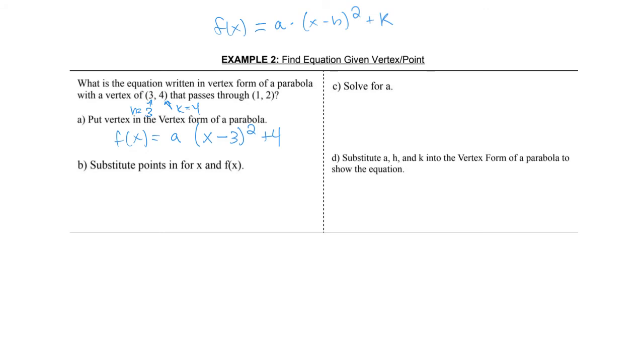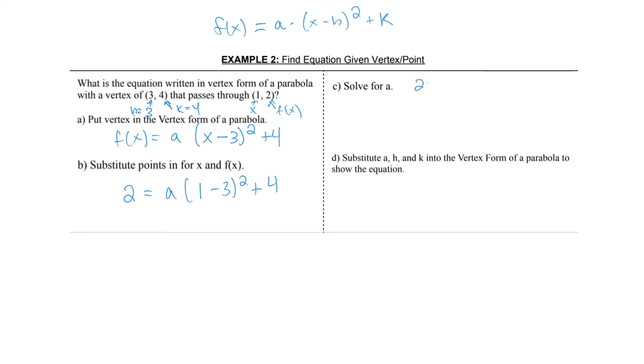Now we want to substitute in points for x and f of x. So we're going to substitute 1 in for x, and for f of x, we're going to treat it as our y, so it's going to be 2. So you'll see me substitute in 2. We need to solve for a, so it stays as a. And then for x, we're substituting in 1, and then plus 4.